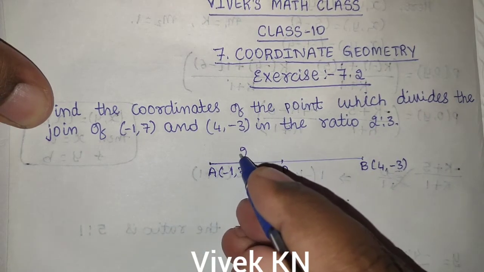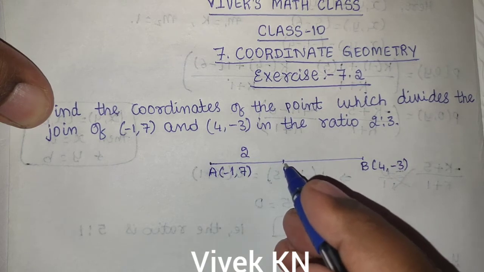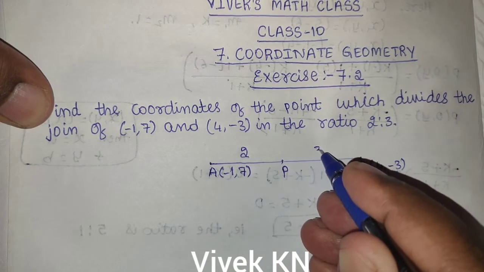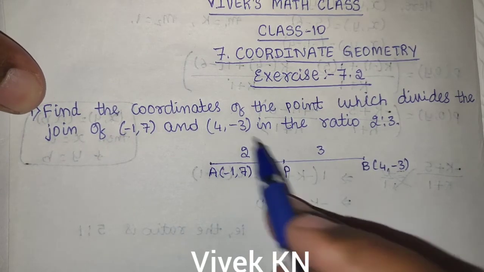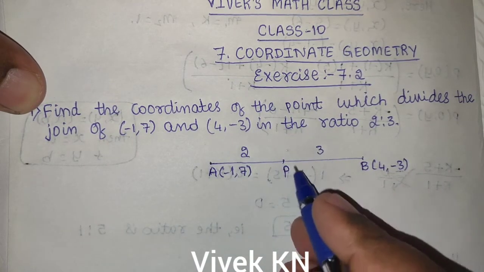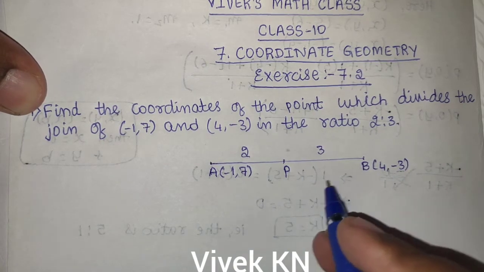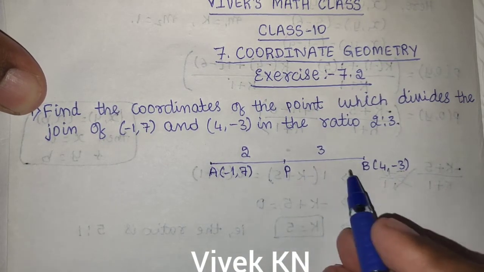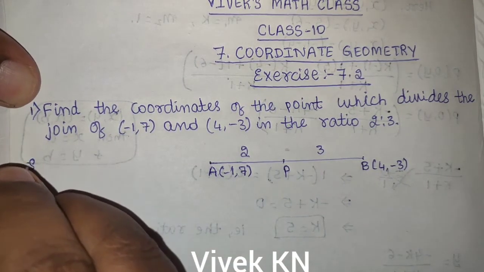That is, AP is 2 and the distance between PB is 3. Now, the question is, we have to find the coordinates of this point P. Okay. So now, let us write the given data. Solution.